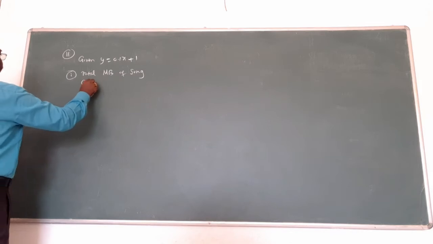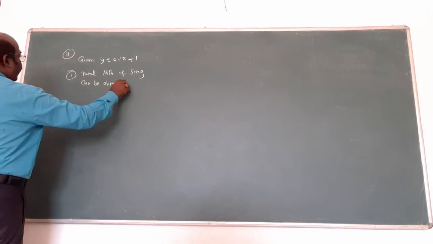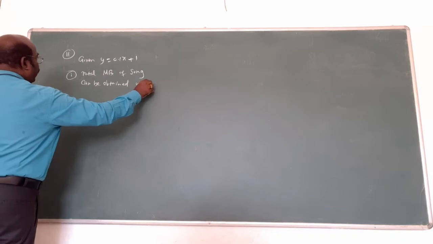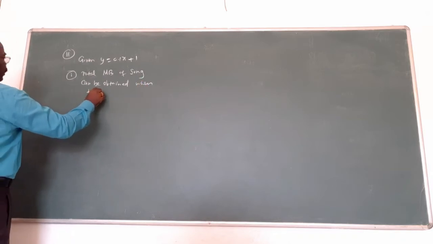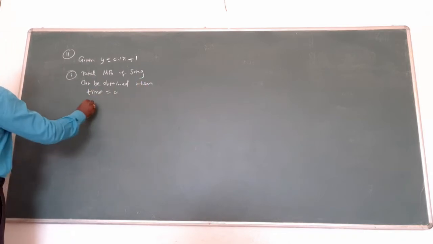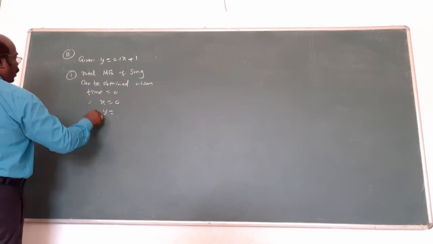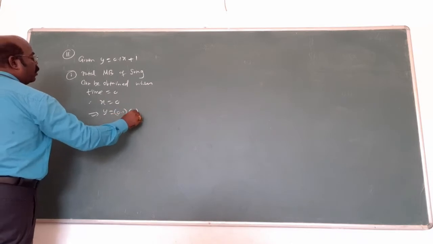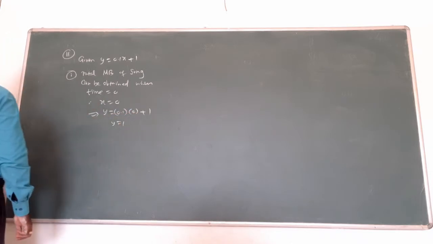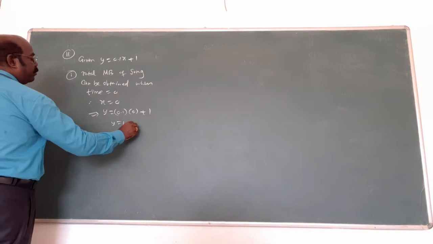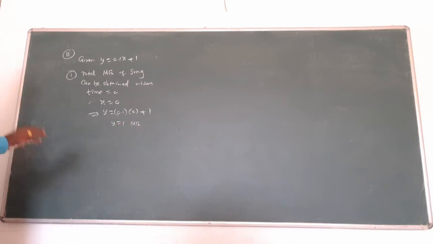The total MB of the song can be obtained when time is 0. Am I right? Which means x equals 0. What is the value of y? Substituting, y equals 0.1 into 0 plus 1, that is 1. So 1 MB is the answer. Total MB of the song can be obtained when time is 0. Time is x here. x equals 0 means y equals 1 MB. So the first one is over.